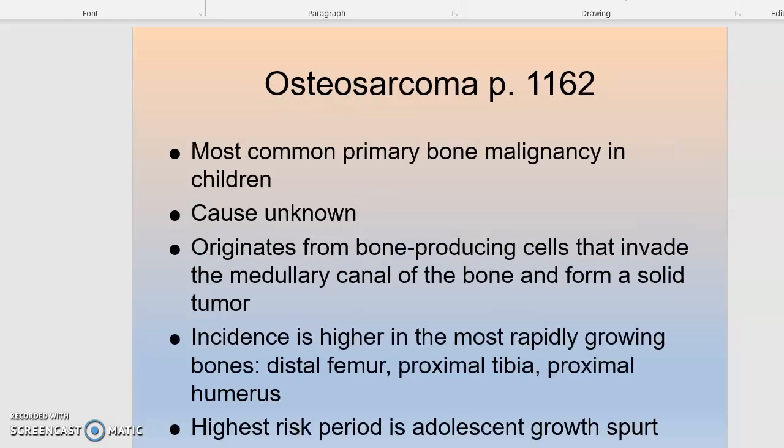We're going to move on now to osteosarcoma. We're going to flip to page 1162 to talk about that. It's the most common primary bone malignancy in children. The cause is unknown. It originates from bone-producing cells that invade the medullary canal of the bone and form a solid tumor. Incidence is higher in the most rapidly growing bones, such as distal femur, proximal tibia, proximal humerus. The highest risk period is adolescent growth spurt.